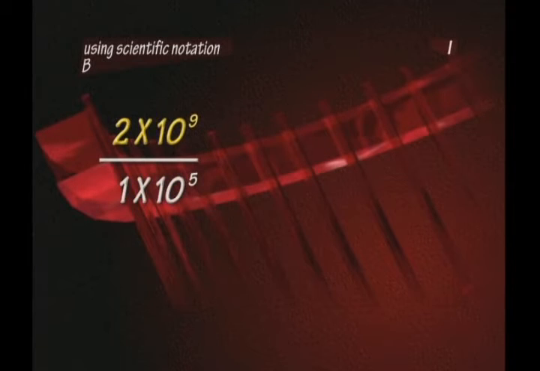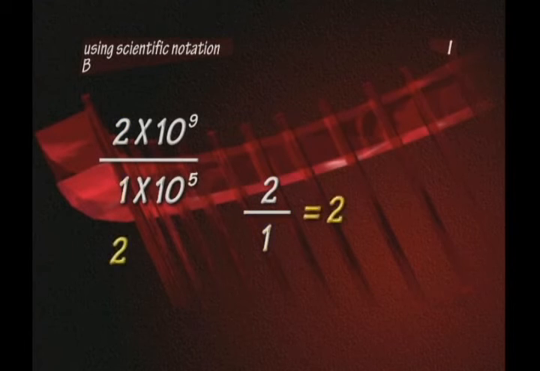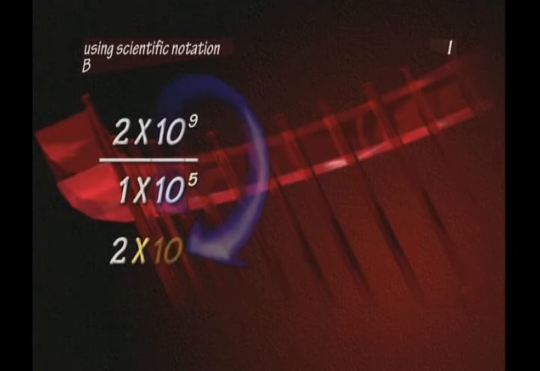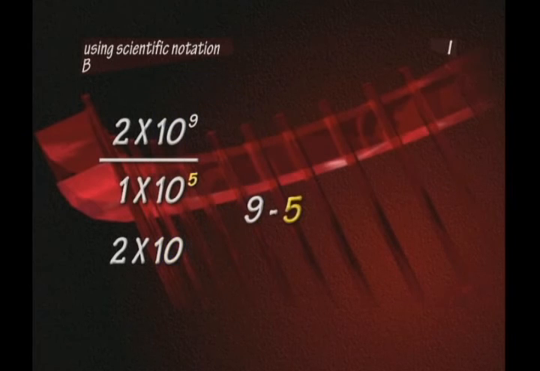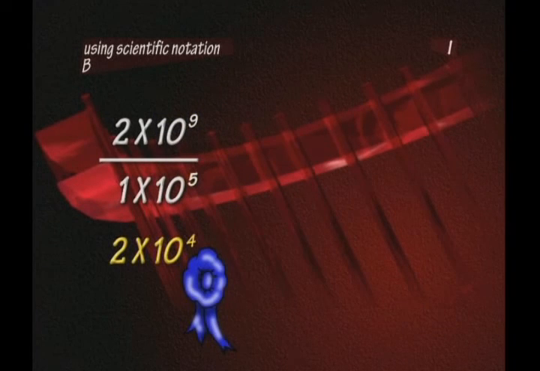And to divide 2 times 10 to the 9th by 1 times 10 to the 5th, divide 2 by 1, which is 2, keep the multiplication symbol, keep the base, 10, and subtract 5 from 9, which is 4. And we get 2 times 10 to the 4th.